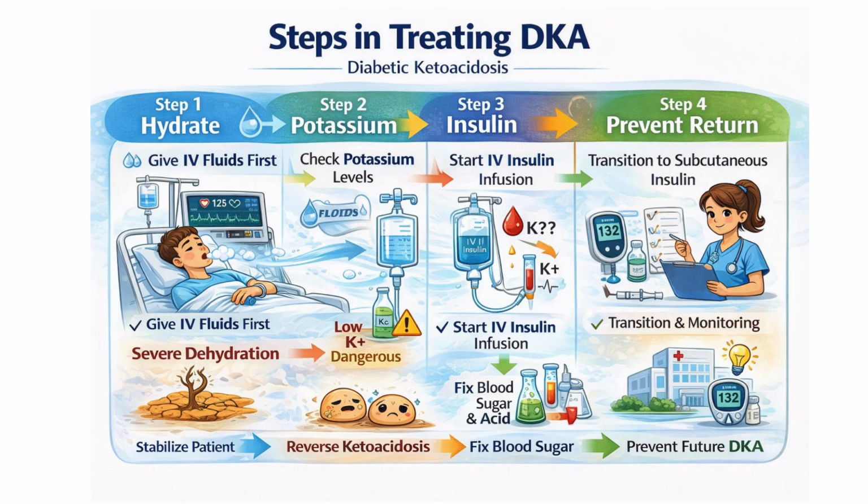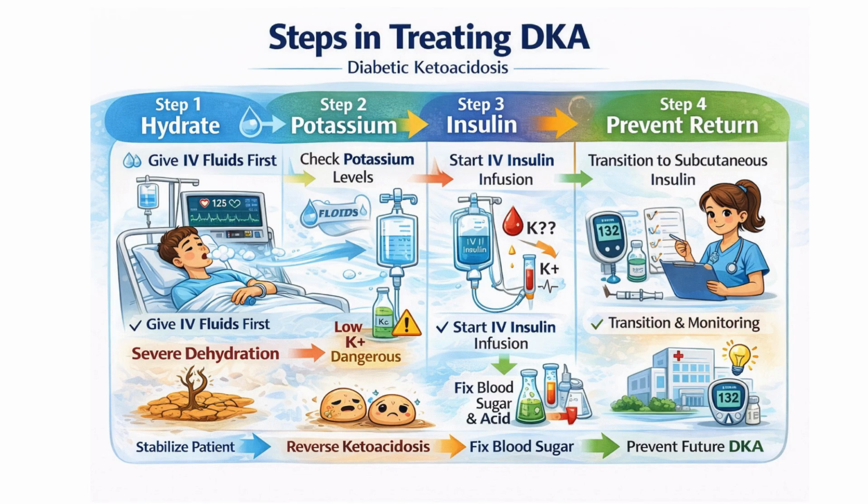While insulin is running, blood sugar levels start to fall. As the sugar level drops, another adjustment is needed. Dextrose, which is a form of sugar, is added to the intravenous fluids. This may seem confusing at first. Dextrose is added so insulin can continue working safely. The insulin is needed to clear the acid, not just to lower the sugar. Adding dextrose prevents the blood sugar from dropping too low while treatment continues.